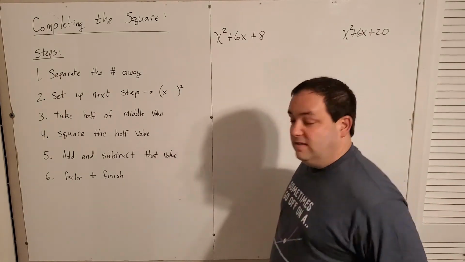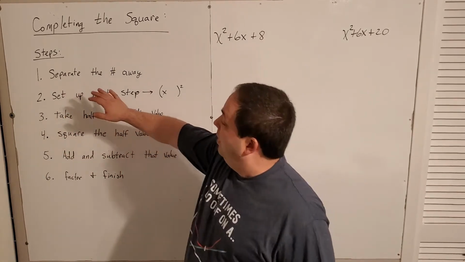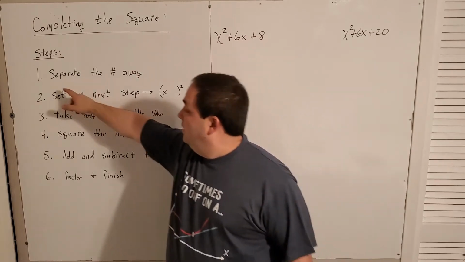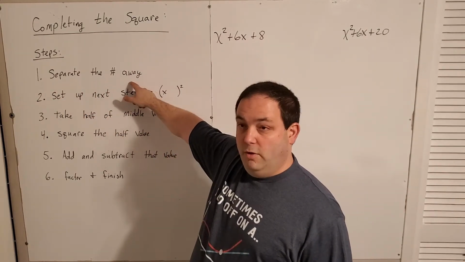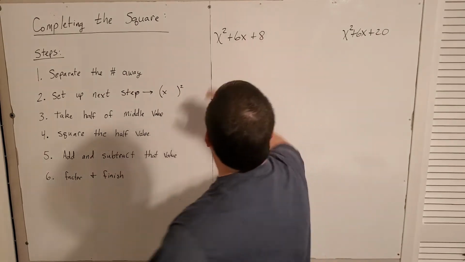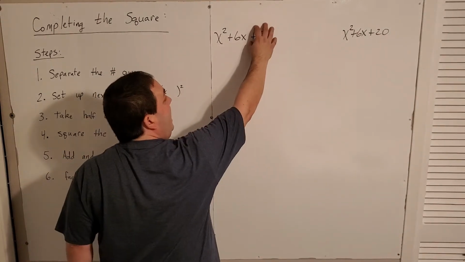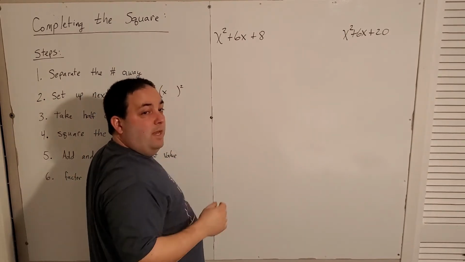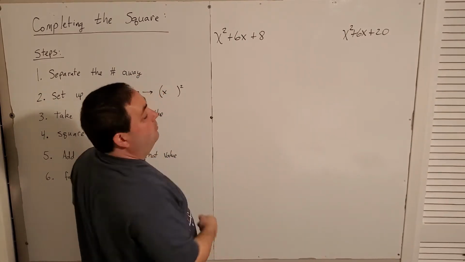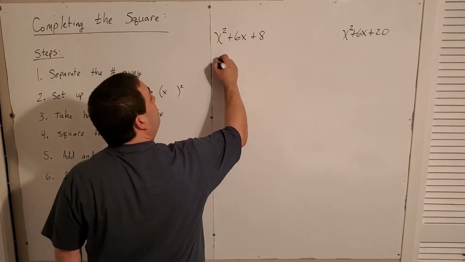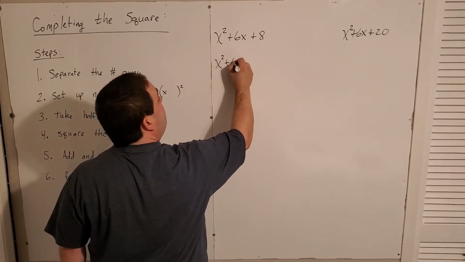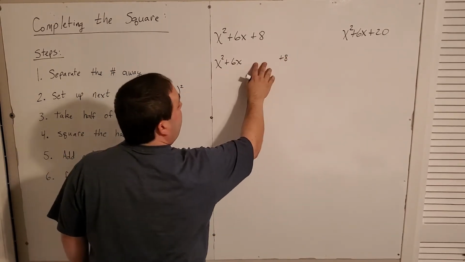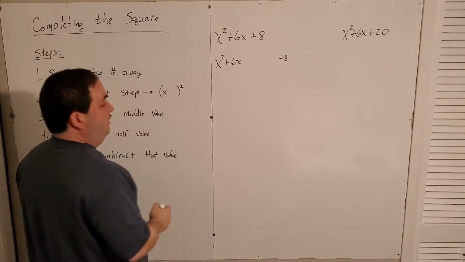Okay, step-by-step process. I'll go through the steps as I do them to this expression here. Separate the number portion away from the rest. So what does that mean here? The number portion is the 8. Remember we were showing you earlier that changing that number can make all the difference in making it a perfect square. So here I go. I'm going to separate it, and what that just means is I'm going to put a big gap in between the 6x and the 8 there.